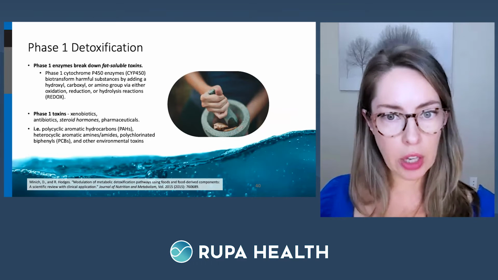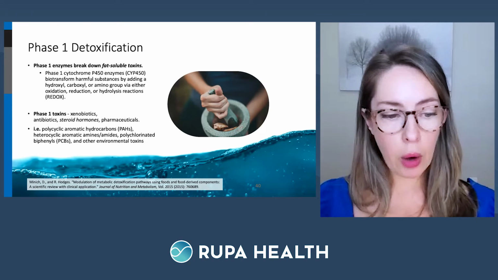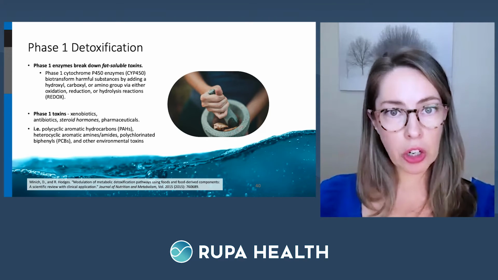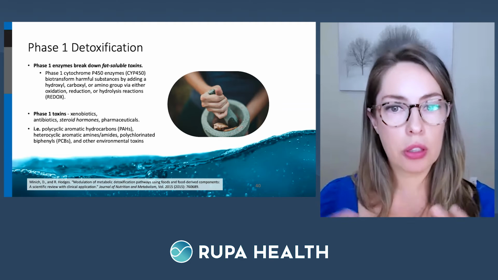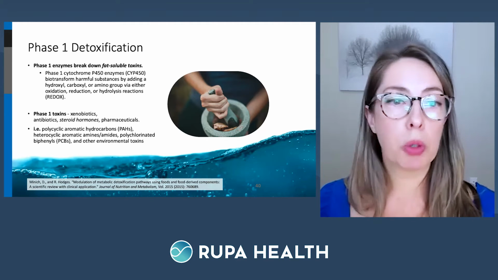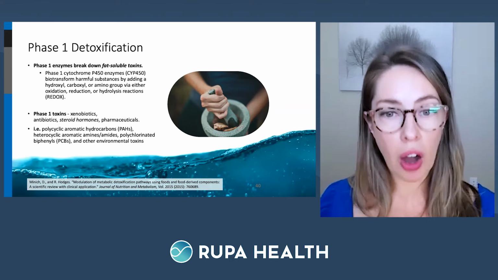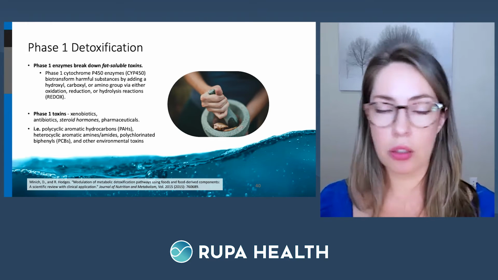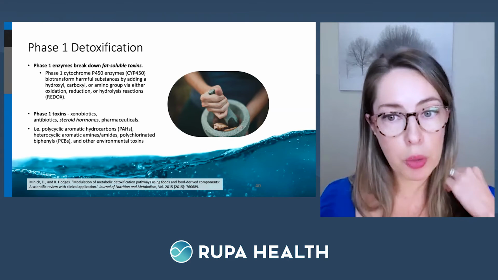So phase 1 detoxification, just in general. Now we've seen the parent hormones in the urine, and now we're going to start breaking these down. So this is phase 1. This process is responsible for breaking down the fat-soluble toxins. So these are all types of toxins, not just hormones. They're all going through this process.